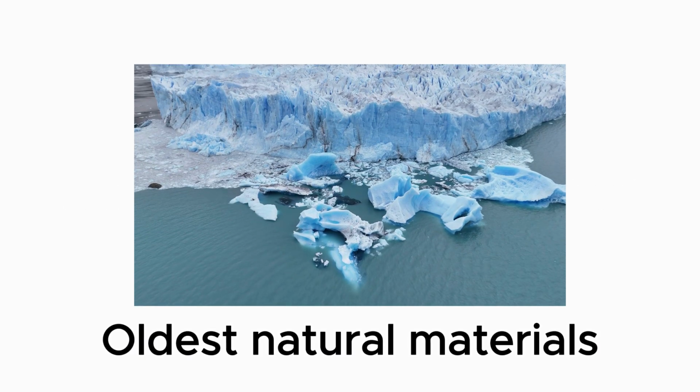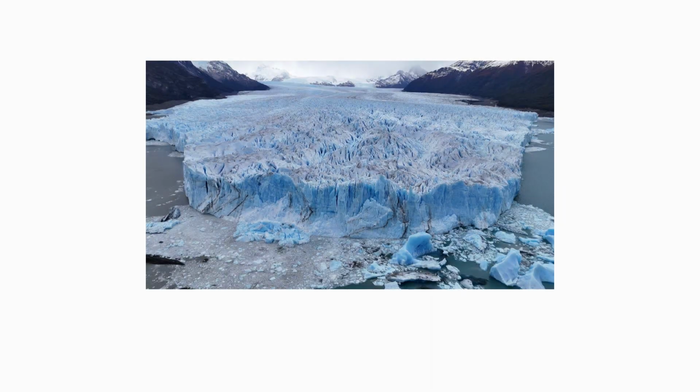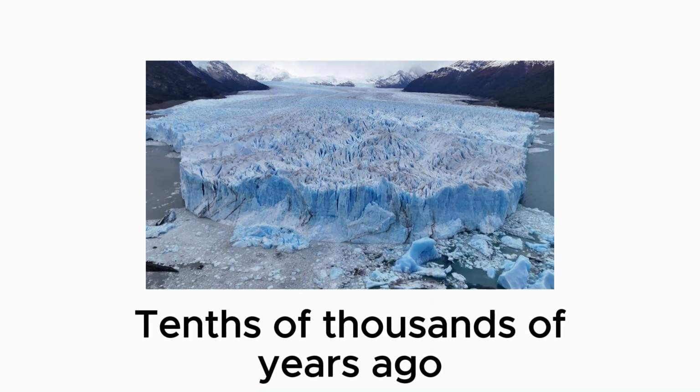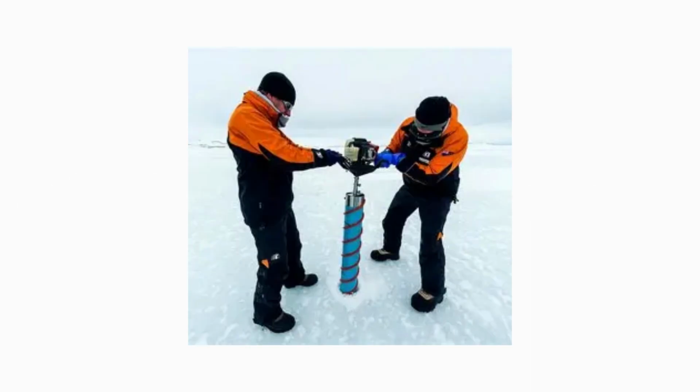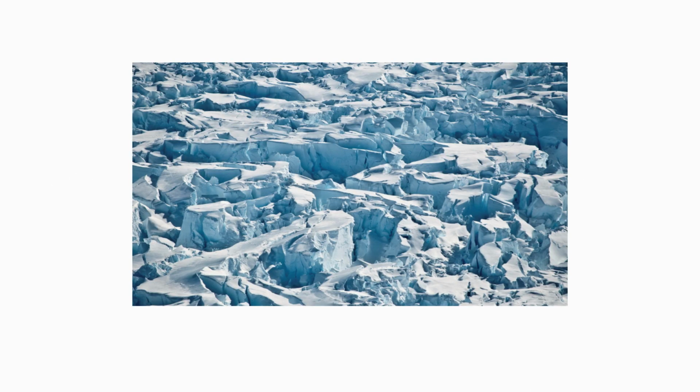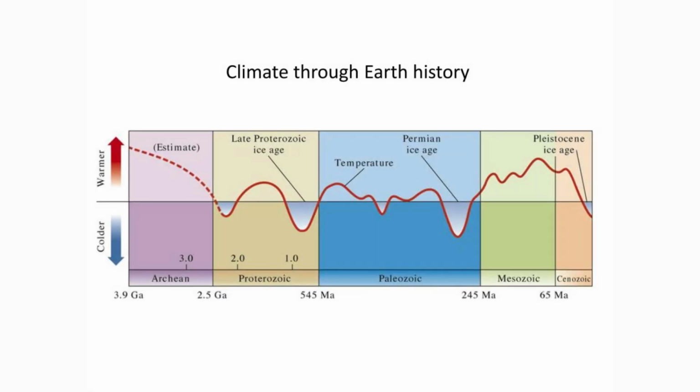What makes it different is that it is one of the oldest natural materials on Earth, sometimes containing air trapped from tens of thousands of years ago. Scientists can extract ice cores from glaciers to study ancient atmospheres. It matters because it acts like a frozen archive of Earth's climate history, helping us understand how the planet has changed over time.